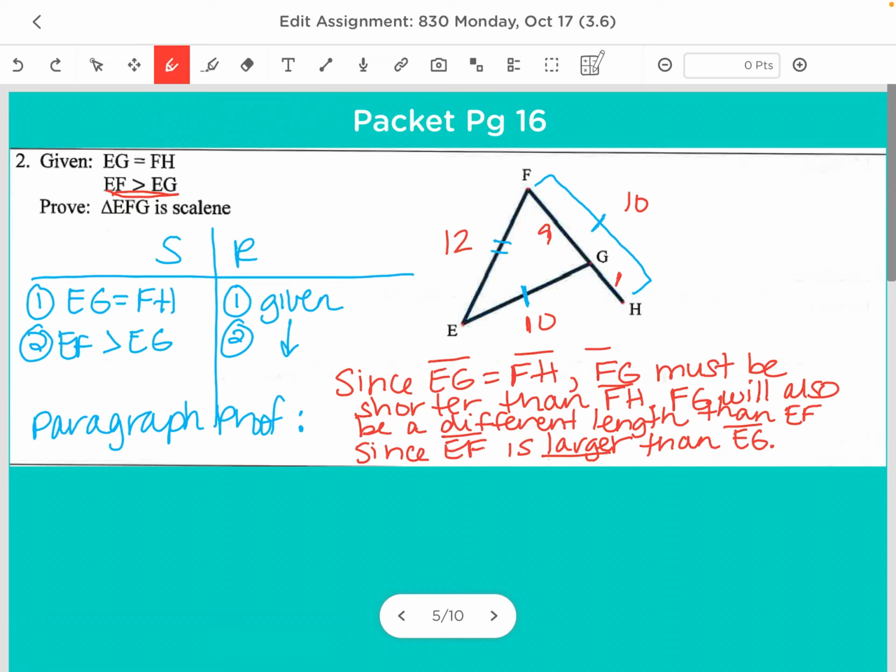Okay, so let's see if this makes sense. Let's reread our paragraph proof here so far. So since EG is congruent to or equal to FH, FG must be shorter than FH. FG will also be a different length than EF, since EF is larger than EG. So then we're going to use our little 3 dots there. So therefore, the triangle must be scalene.